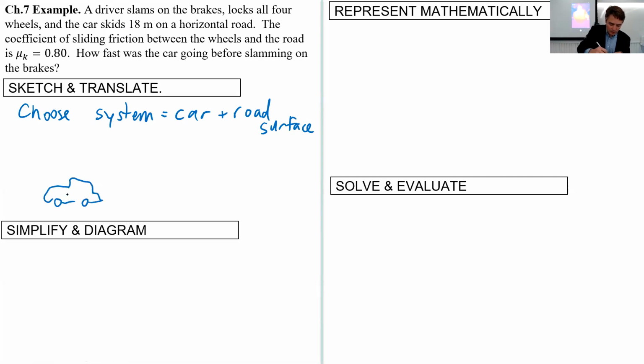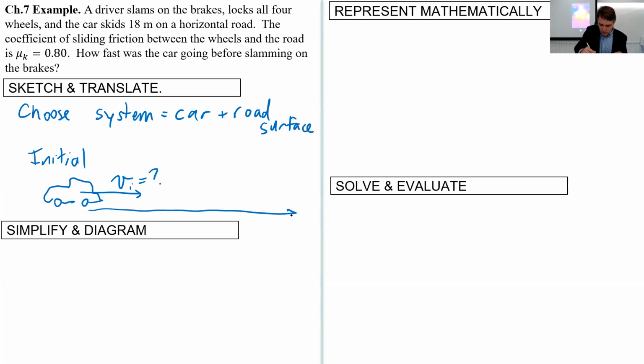Going to have to draw my little car. So initially it's going along with some speed v_i, which we want to figure out. And then it goes some distance d. The road surface kind of heats up, so I'm going to draw the little steam coming off the road. And then finally, you've got this heat in the road, and v final equals 0.